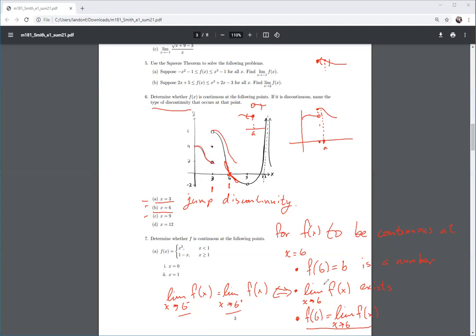Yeah, it says f of 6 is defined, the limit exists and is finite. By finite, they mean it doesn't go to infinity. And it also says this last one, that they're equal. So those are the conditions required. Okay, does that make sense? Yes, it does. Okay, sweet.